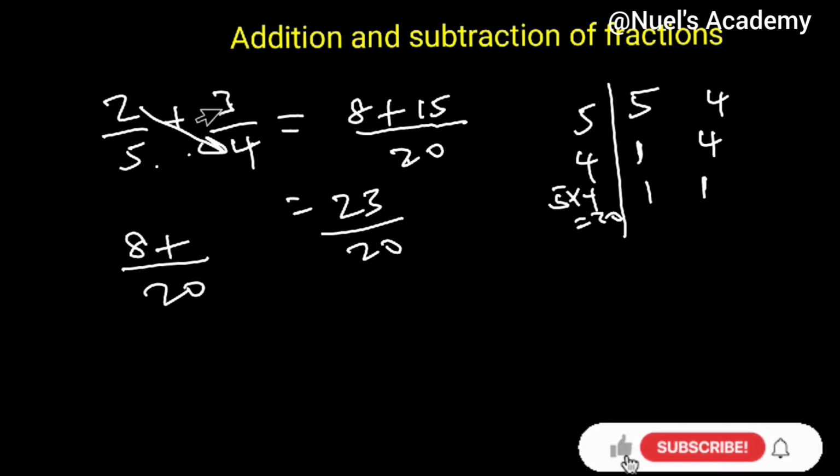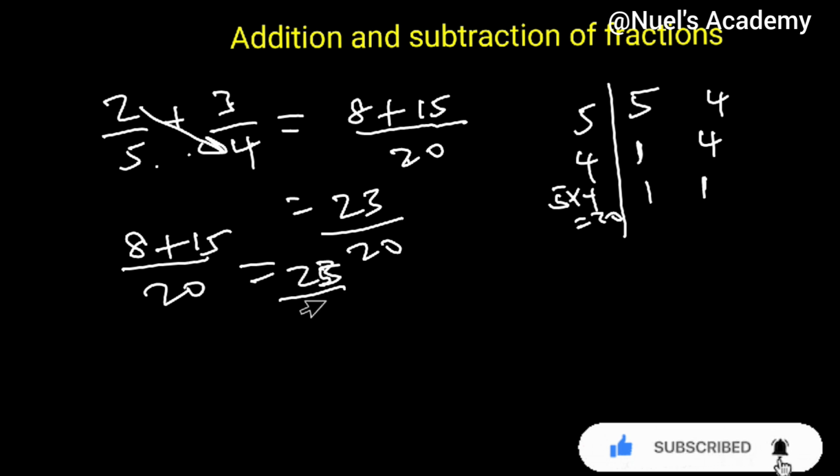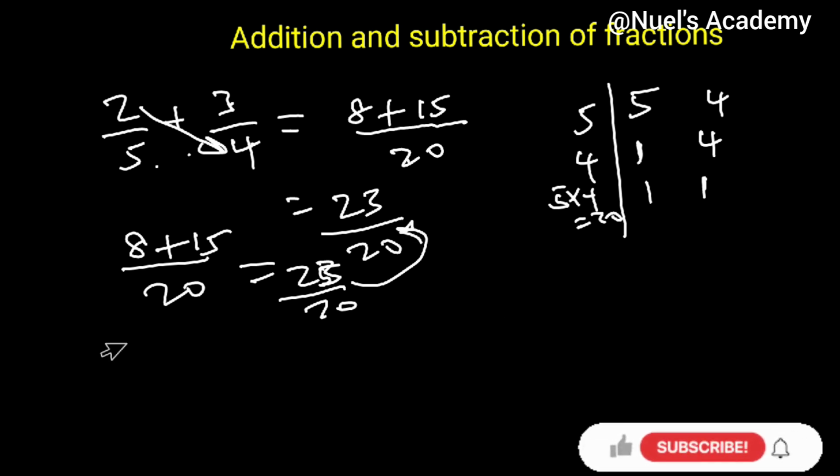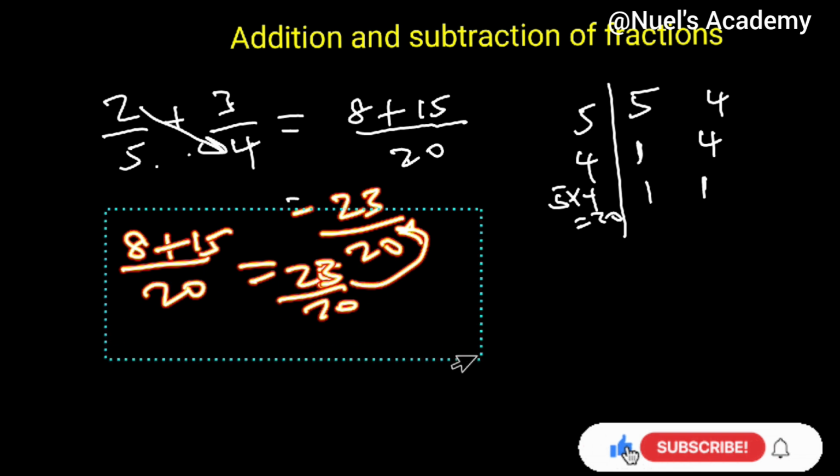Then plus 3 times 5 is equal to what? 15. So 8 plus 15 is equal to 23. 23, then over 20, which is the same thing we have here. Alright, so whichever one is easier for you, you just do that one.